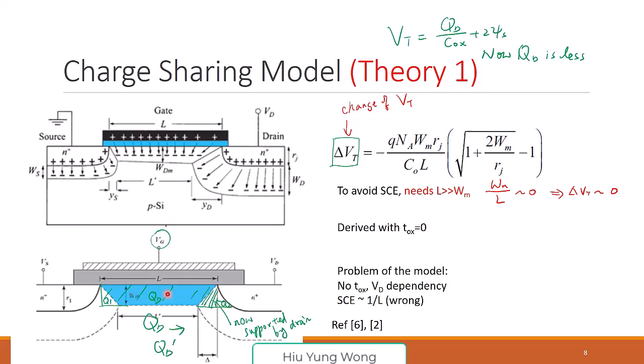Okay? And it is derived by assuming T-ox equal to 0. You see that the T-ox does not come into play. You see no dependence on T-ox. The thickness of the oxide, this is T-ox. Okay? And actually it is also wrong. You see that it only can capture short channel effect. It cannot capture dipole.